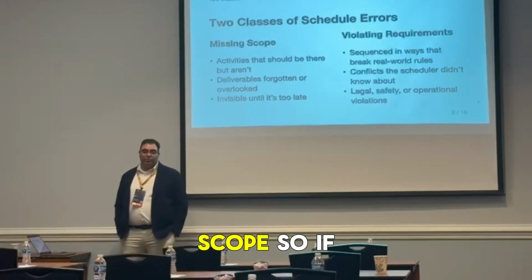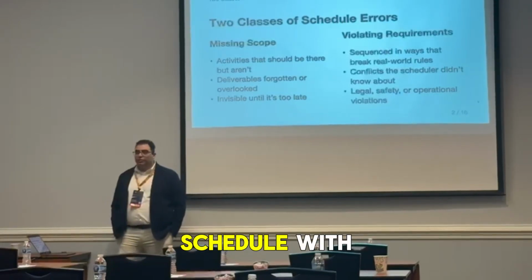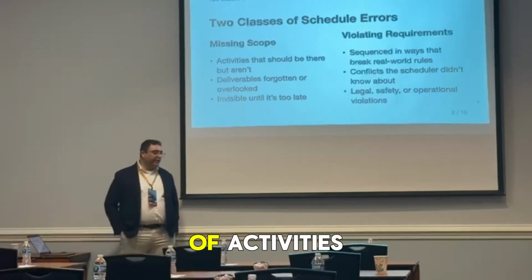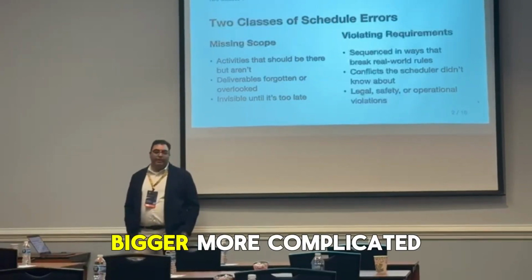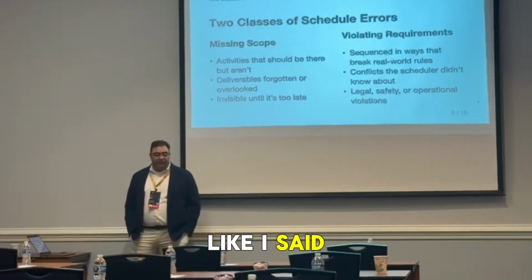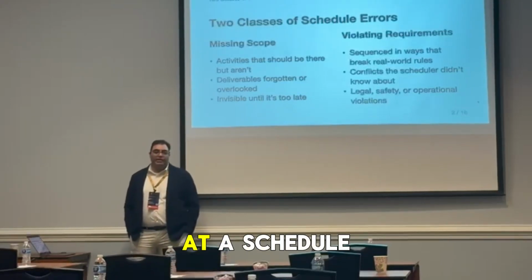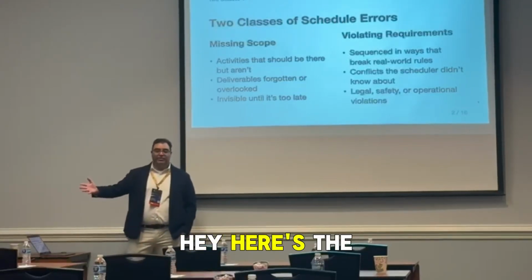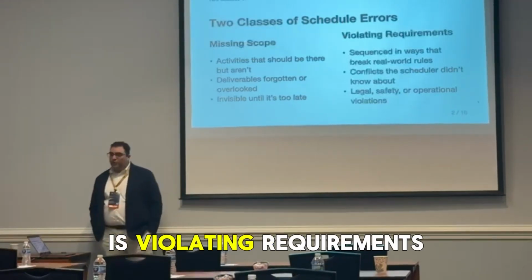One is missing scope. If you have a project or a schedule with thousands of activities, it's very difficult on bigger and more complicated projects because, like I said, there can be thousands of tasks. It's very hard to look at a schedule and just say, "Hey, here's the missing piece of scope." Right. The other thing is violating requirements.